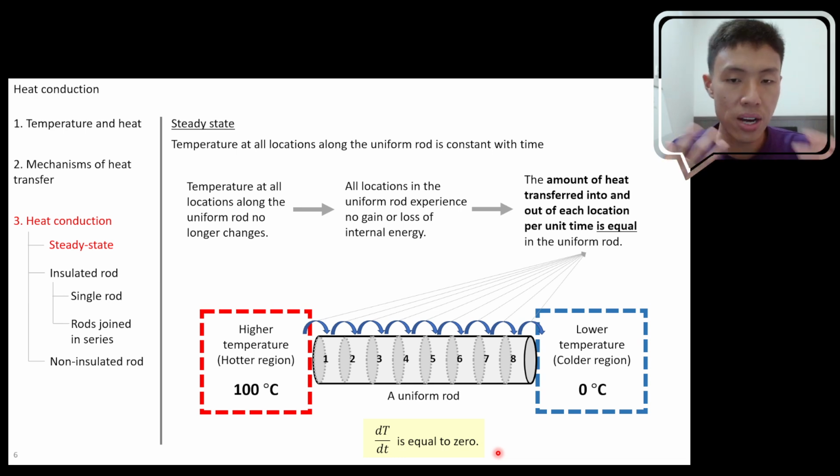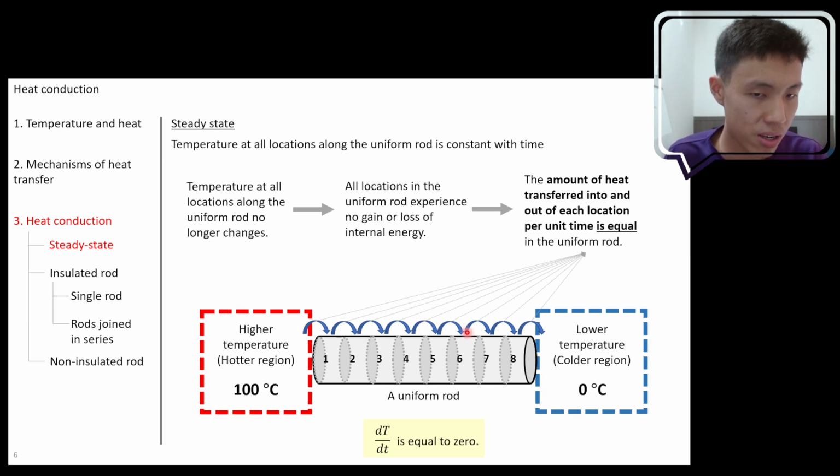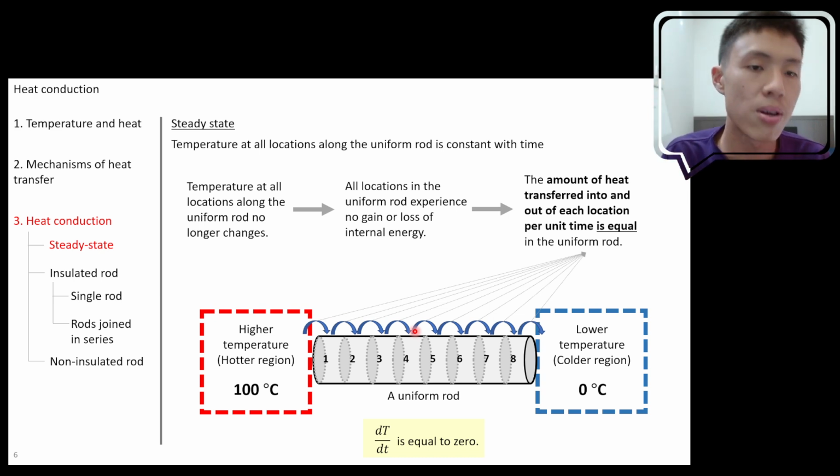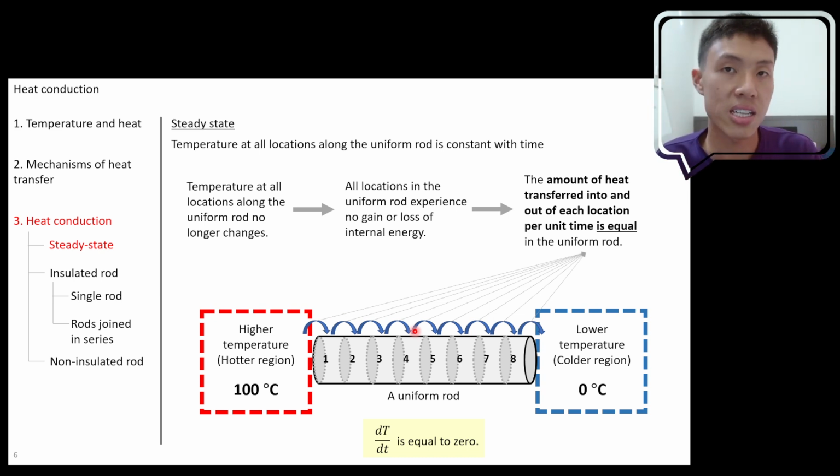What I want to highlight here is that the amount of heat transferred into and out of each location is equal. How much heat enters here in 1 second is equivalent to how much heat goes out of here every 1 second. Every single arrow here has the same amount of heat transferred in and the same amount transferred out per second. That's the idea of steady state.